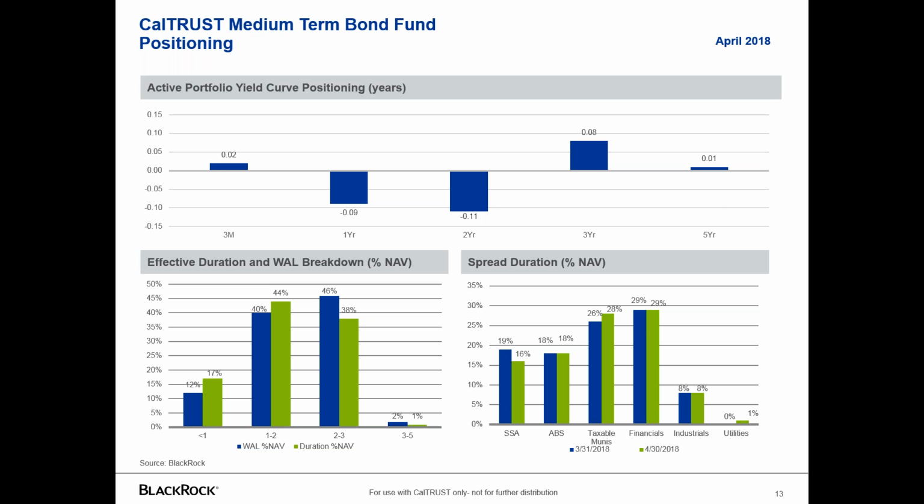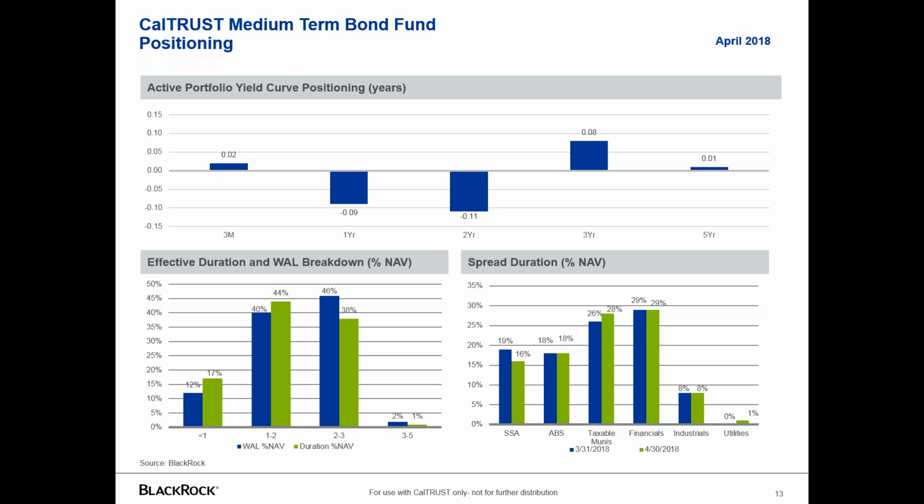And again, the medium-term fund, unlike the short-term fund, uses a little bit more of the yield curve, so I see a better balance between the 1 and 2 year and the 2 and 3 year part of the curves, and again, to add a little bit more overall duration to the portfolio and a different mix of income and yield to the portfolio itself.